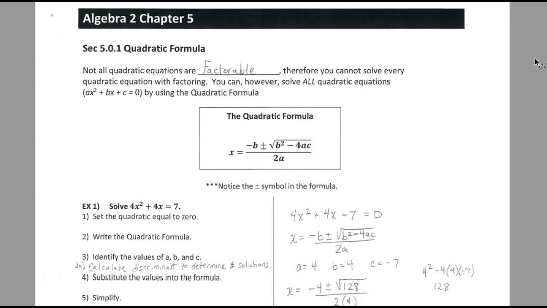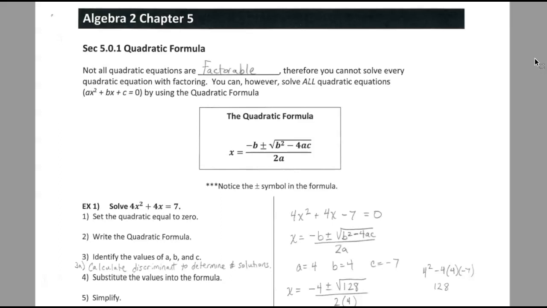For the example that's listed here for you, 4x squared plus 4x equals 7, we have to make sure that the quadratic is set equal to 0 first. So the first thing I've done on the right side for my steps is to subtract 7 to the left. Then we write the quadratic formula out. Now that step is something that is useful to you if you feel like it's easier to plug things in if you write it every time.